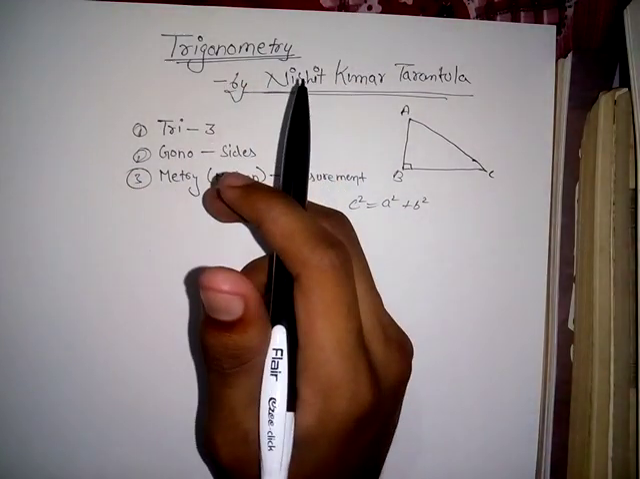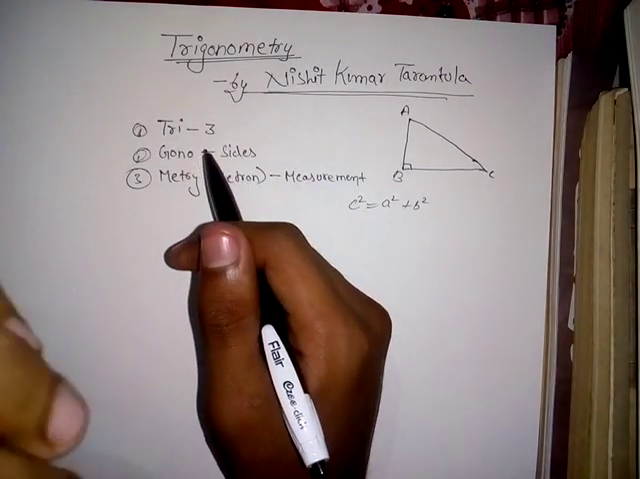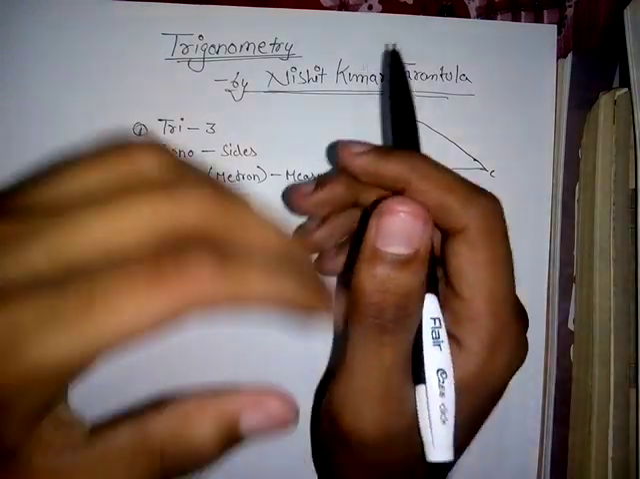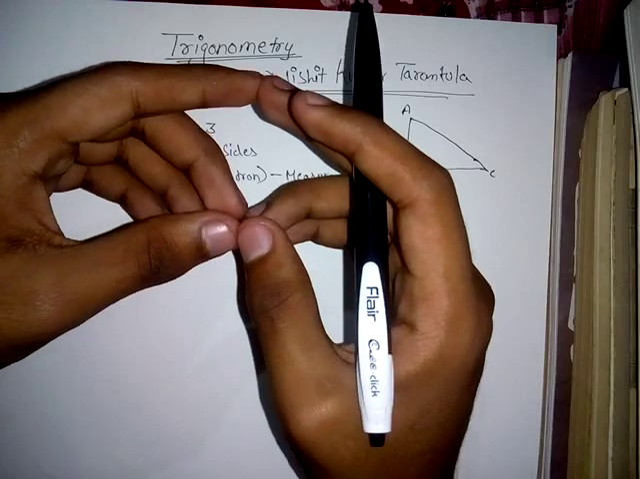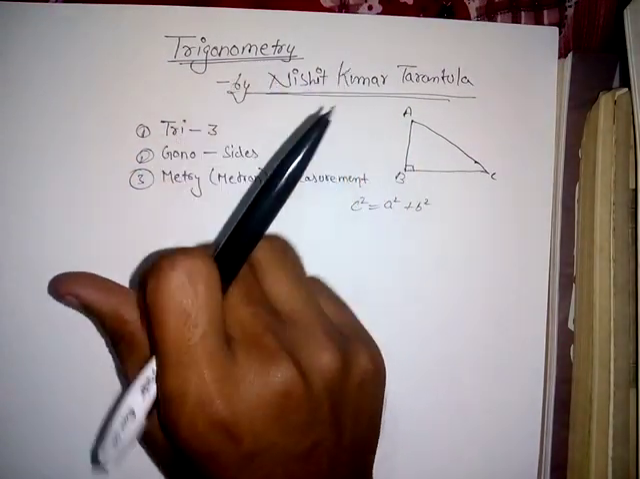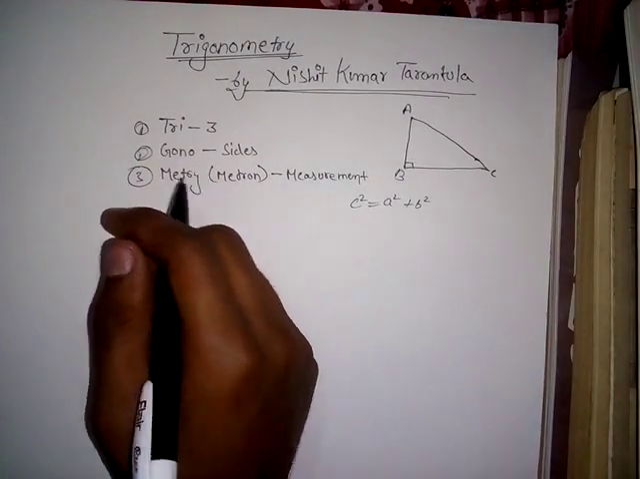Trigonometry provides us with trigonometric ratios. There are a total of 6 trigonometric ratios, but 3 are the main ones, so we'll first start with the first main 3 trigonometric ratios. First of all, what are ratios? Ratios are basically used to compare two entities.